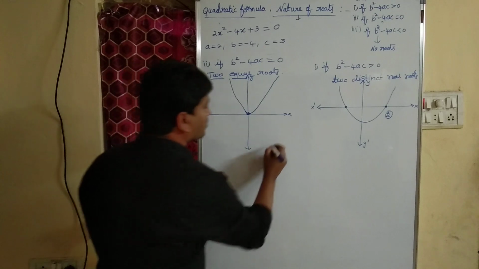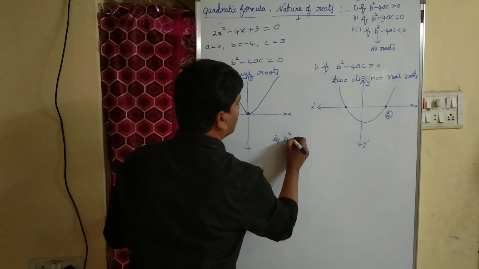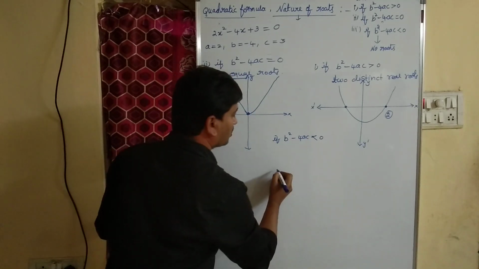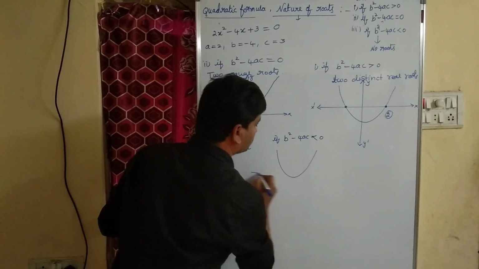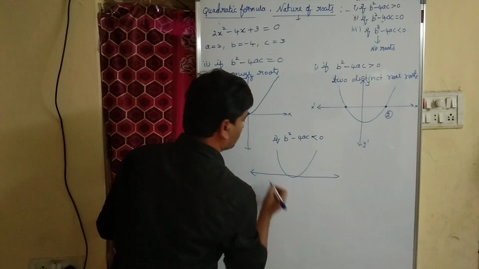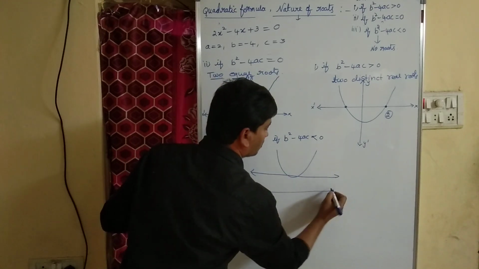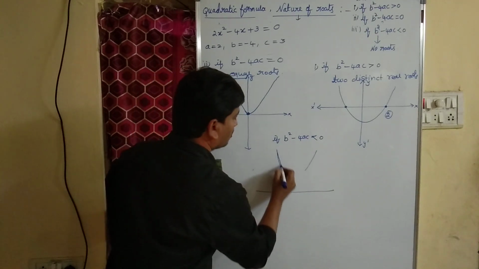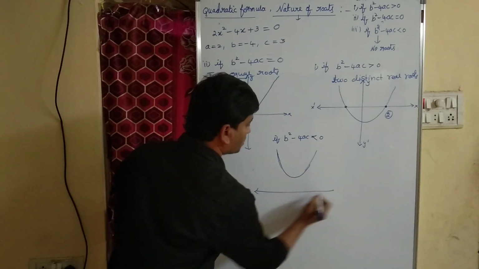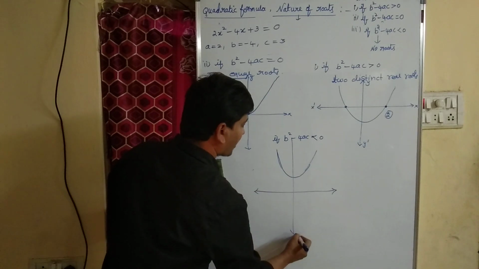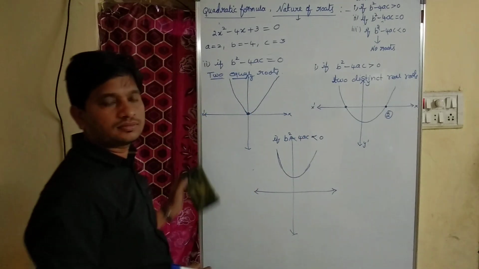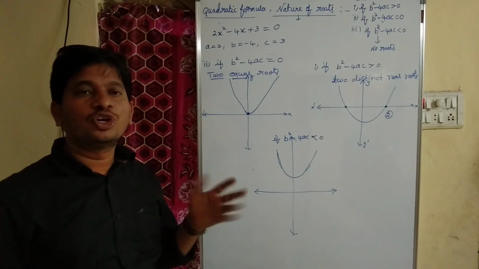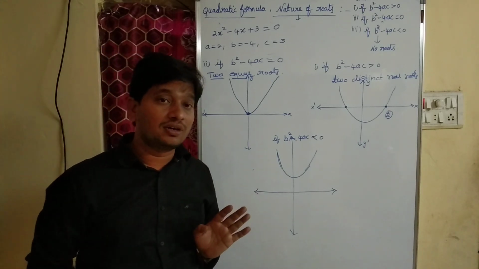If b square minus 4ac is less than 0, it will not intersect the x-axis at any point, children. It will not intersect the x-axis at any point. That is the reason you will not get roots at all.